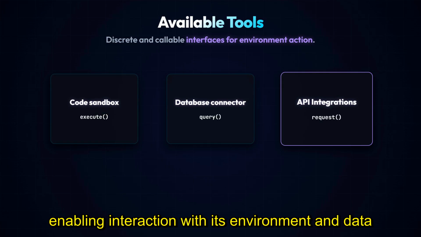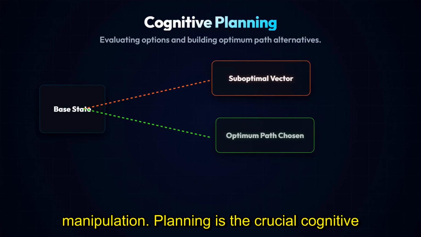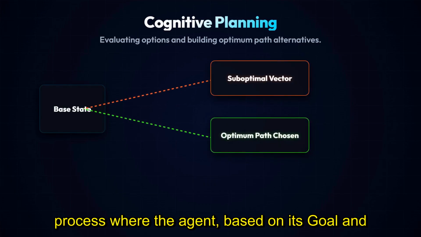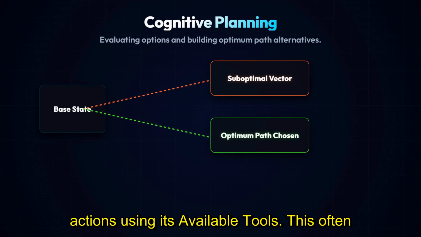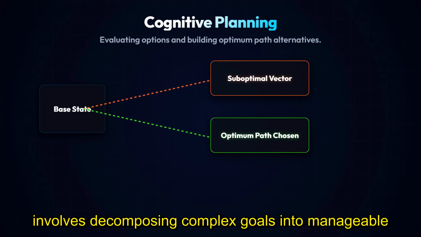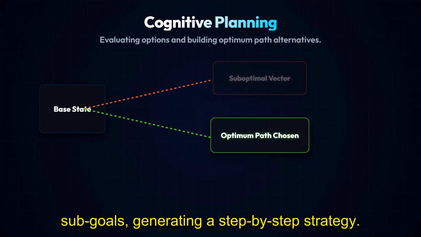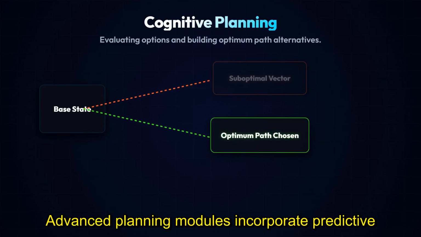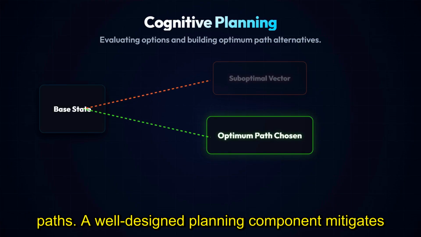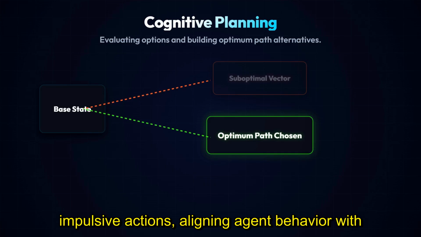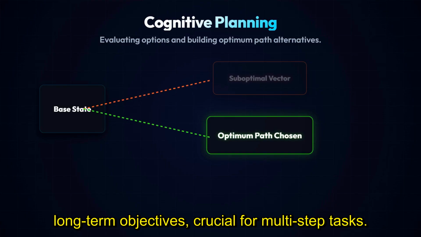Planning is the crucial cognitive process where the agent, based on its goal and assembled context, devises an optimal sequence of actions using its available tools. This often involves decomposing complex goals into manageable subgoals, generating a step-by-step strategy. Advanced planning modules incorporate predictive models and uncertainty estimation to select robust paths. A well-designed planning component mitigates impulsive actions, aligning agent behavior with long-term objectives, crucial for multi-step tasks.